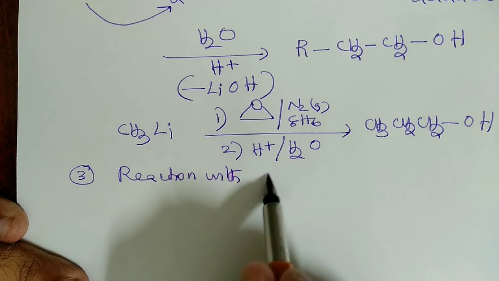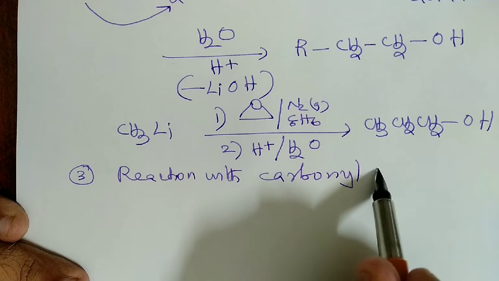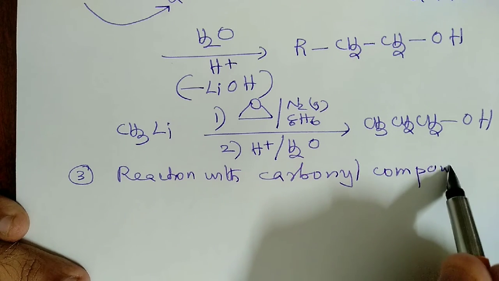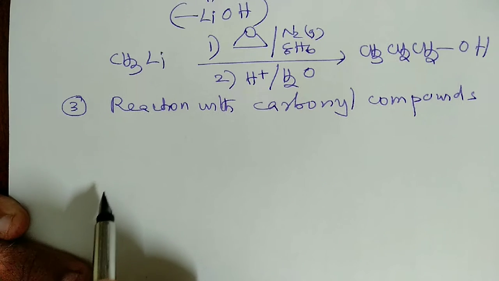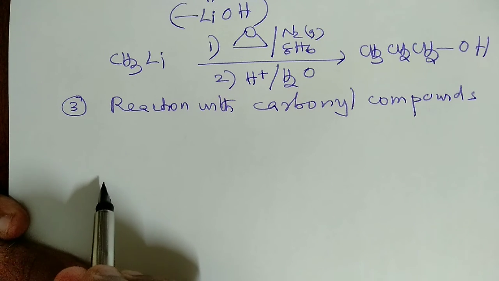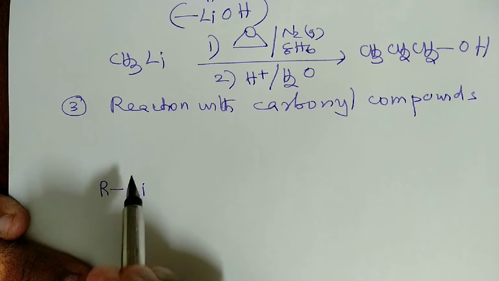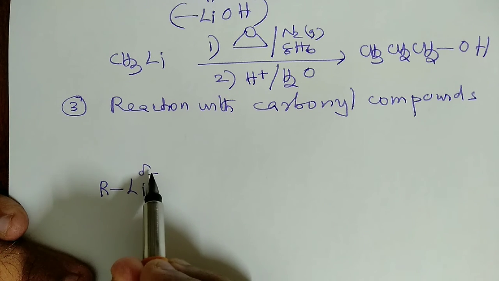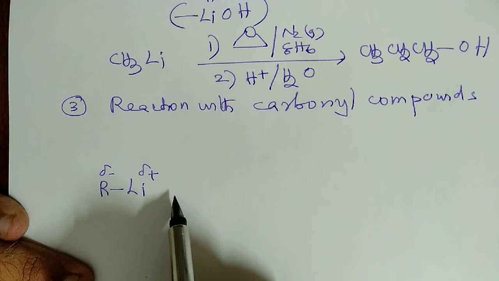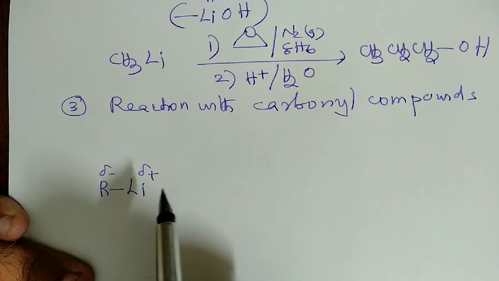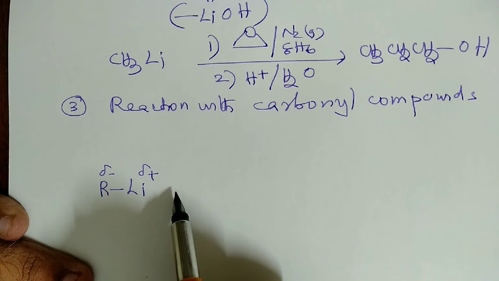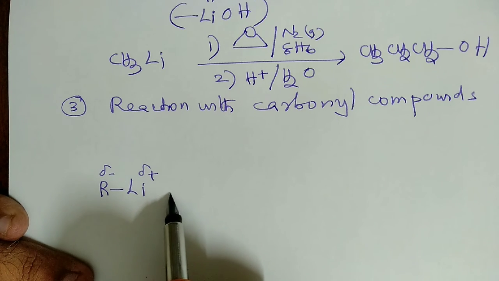Reaction with carbonyl compounds, that is aldehydes and ketones. Organolithium compounds react with aldehydes and ketones in an atmosphere of nitrogen gas in dry ether or benzene medium to form an addition product which on hydrolysis in acid medium gives an alcohol.